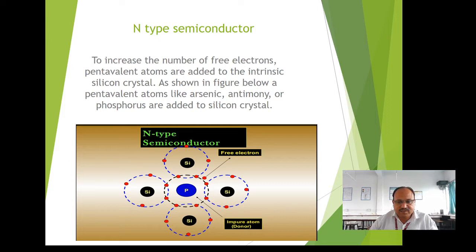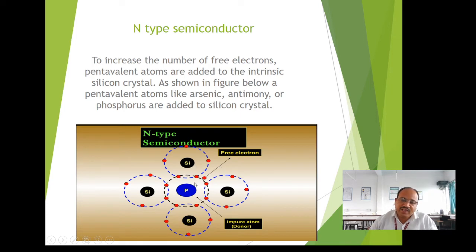Like this, if we add one pentavalent atom, it creates 1 electron. In the sense, this pentavalent atom is donating 1 free electron to this crystal. Therefore, such impurities are called donor impurities. There are many pentavalent impurities like arsenic, antimony, phosphorus. We have used phosphorus over here. So this impure atom is a donor atom because it is donating this free electron.